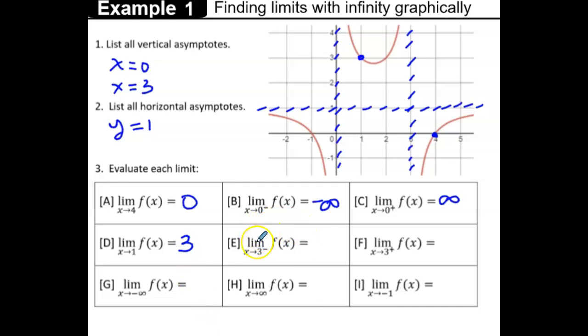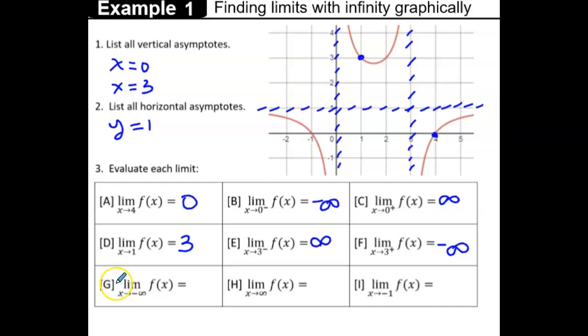Okay, E, the limit as x approaches positive 3 from the left side. So we're coming from negative infinity towards 3, and we can see the curve is headed up to positive infinity along that vertical asymptote at 3. Then the limit from the right side, so we're starting at positive infinity, heading towards positive 3, and the curve is going down to negative infinity along that vertical asymptote.